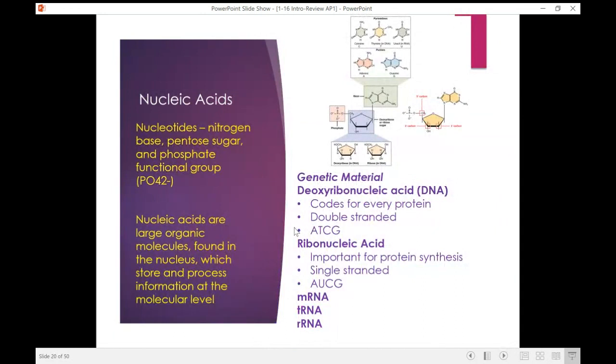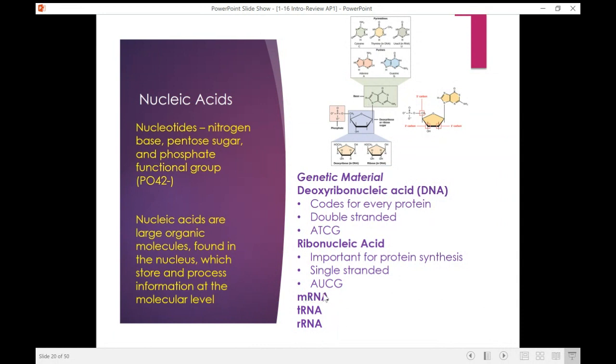Nucleic acids would be like our genetic material, so our DNA or deoxyribonucleic acid, as well as ribonucleic acid or RNA. Okay. Nucleotides have a nitrogen base, a pentose sugar, and a phosphate functional group, and they are very large organic molecules. We find them within the nucleus, and they can store and process information at the molecular level. They also can store energy.